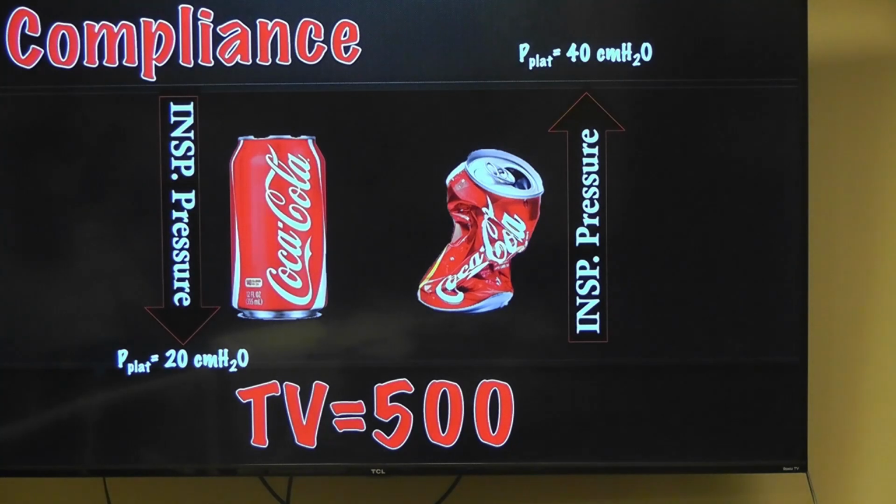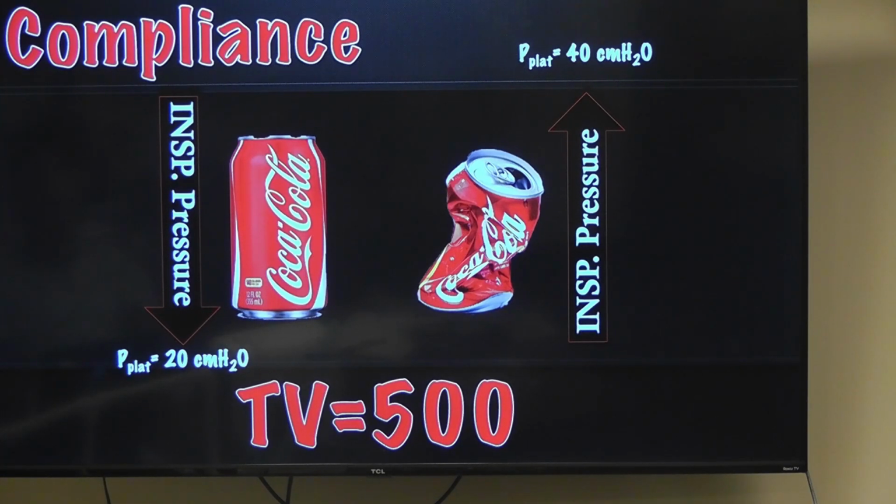We're going to talk briefly about compliance. Compliance is how stretchy that lung is. So our sick ARDS patient, our sick pneumonia patient, has very, very poorly compliant lungs. They have very stiff lungs. On the other end of the spectrum is our COPD emphysema patient, with the trash bag lungs. They have very, very, very compliant lungs, okay?